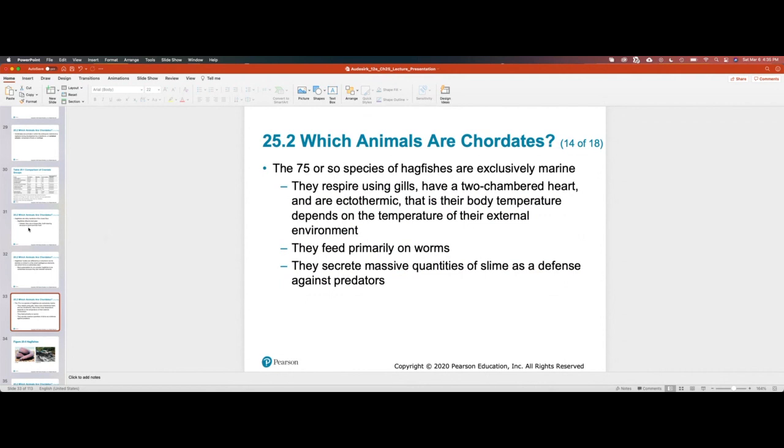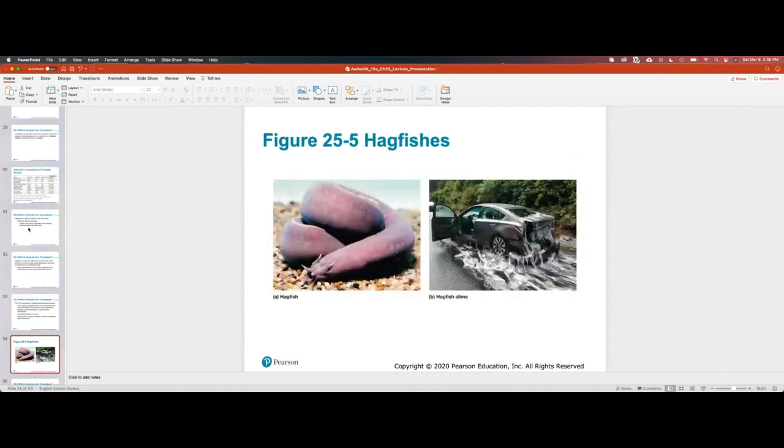But what's interesting about these, aside from the fact that they are marine, is they have a two-chambered heart. And among them, they are what you would refer to colloquially as cold-blooded. So the technical term for that is ectothermic. So their body temperature depends upon the temperature of their external environment. So they can't regulate their own body temperature.